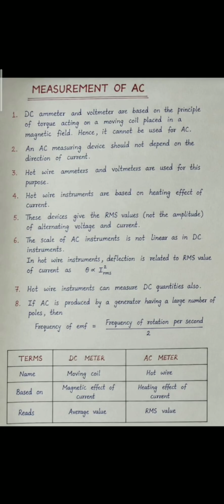Moving coil meters are based on the magnetic effect of current and read the average value, while hot wire meters are based on the heating effect of current and read the RMS value. So an AC meter means a hot wire meter based on the heating effect of current, and it reads the RMS value.